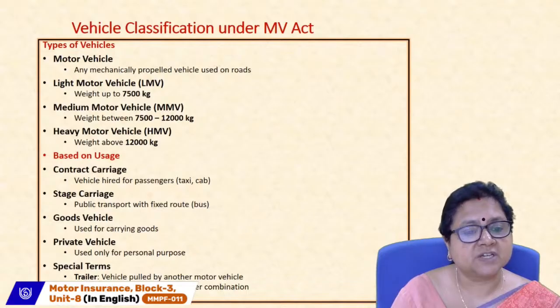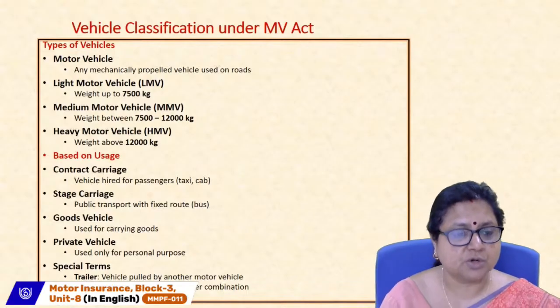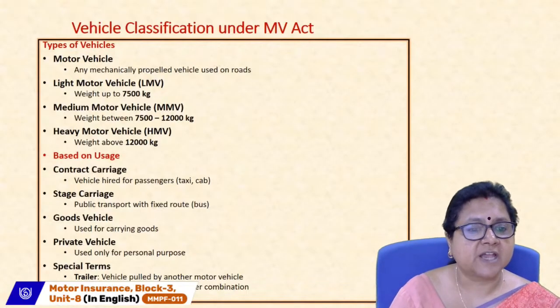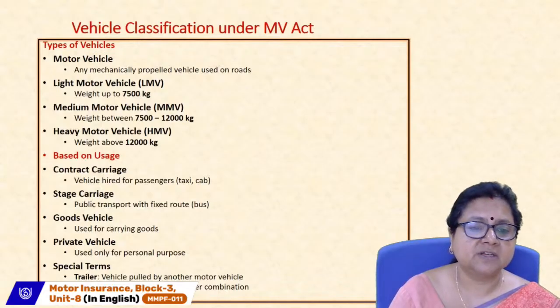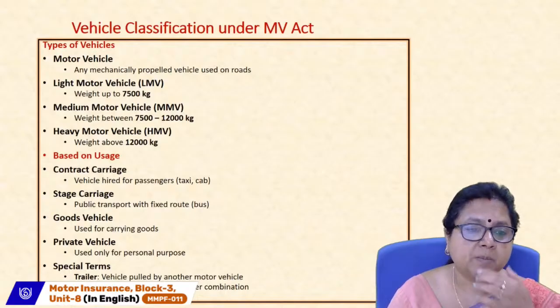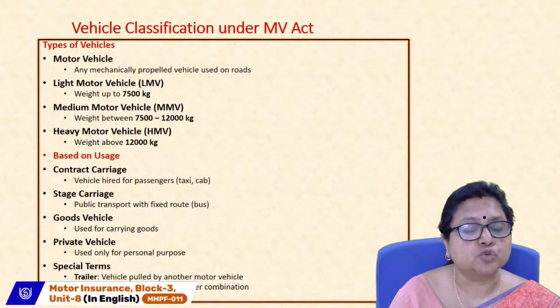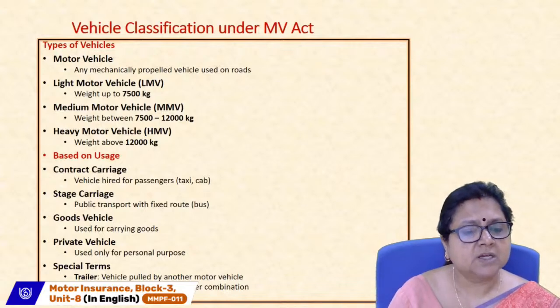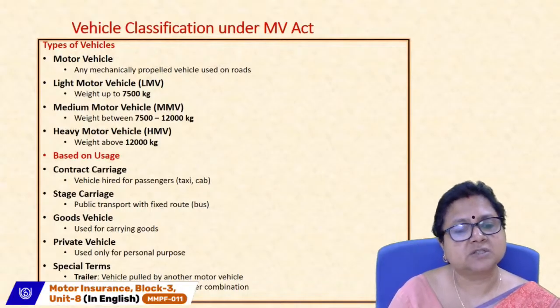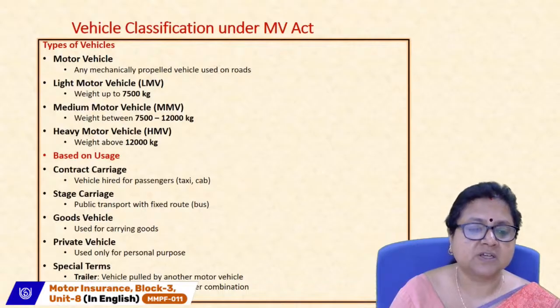And there are classifications based on the usage also, like contract carriage, vehicles which are hired for passengers like cabs and all. Stage carriers are public transportation with fixed routes like buses and all. Goods vehicles are those vehicles which are used for carrying goods. Private vehicles, all of us know this, these are for personal use.